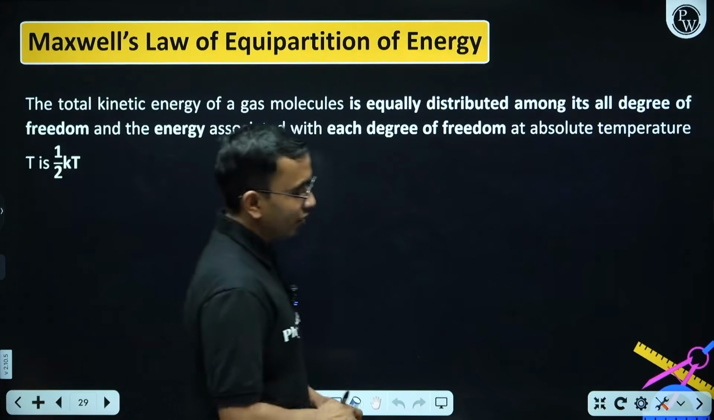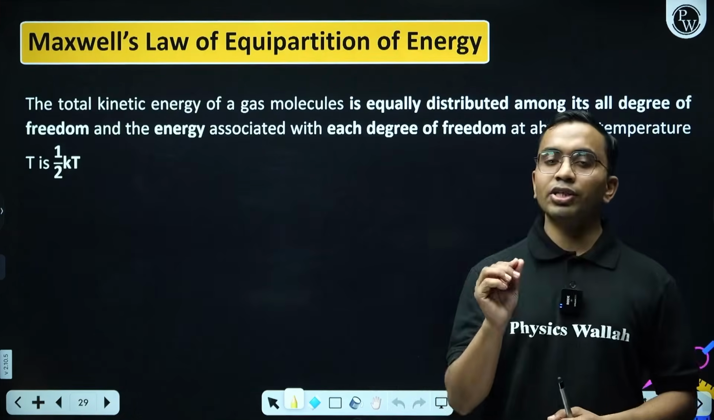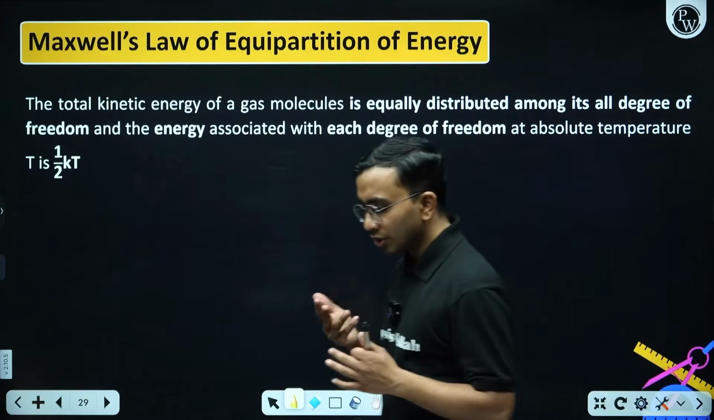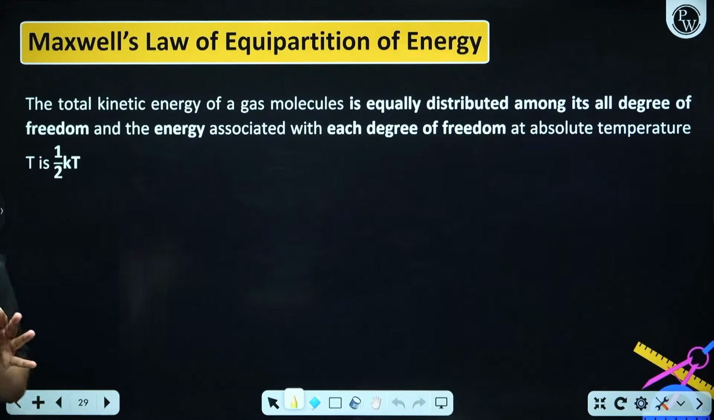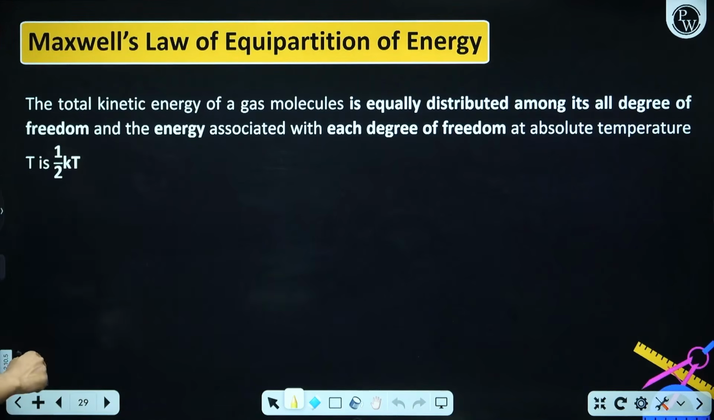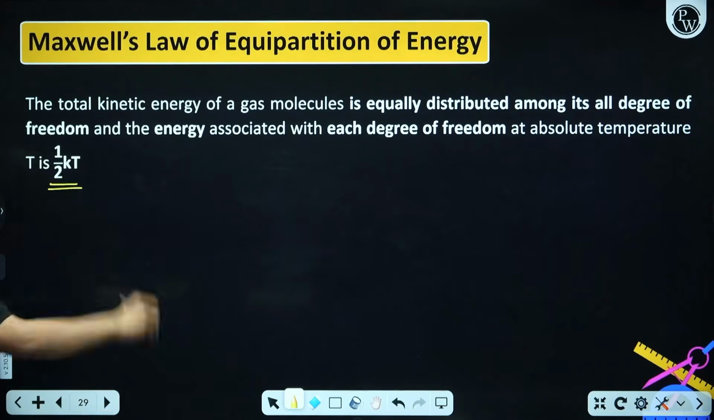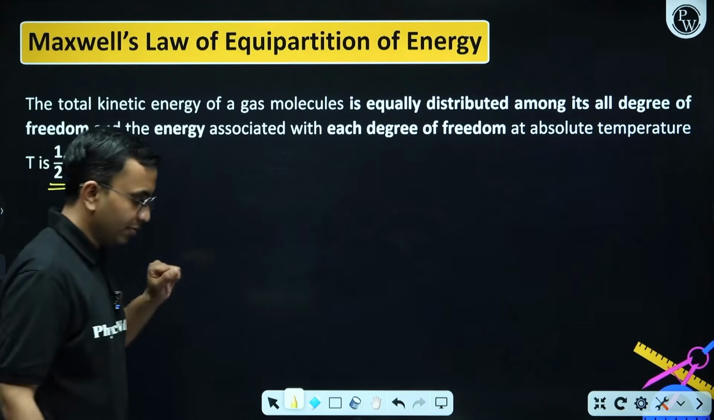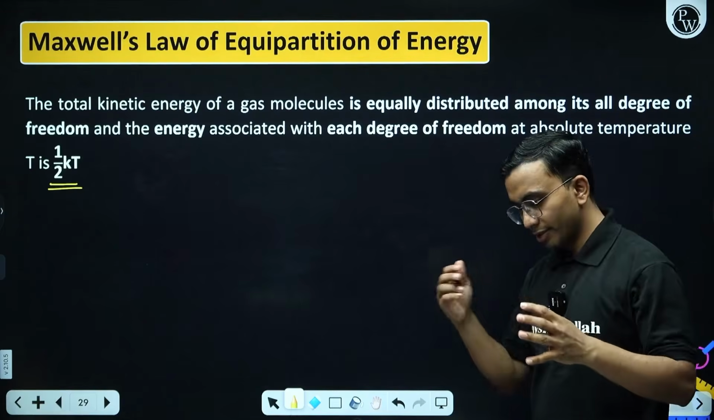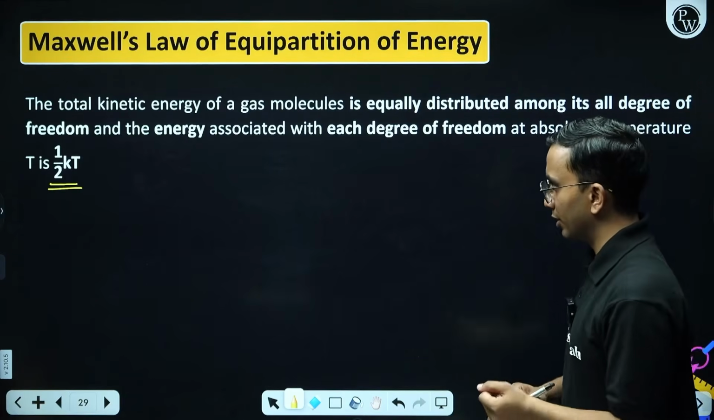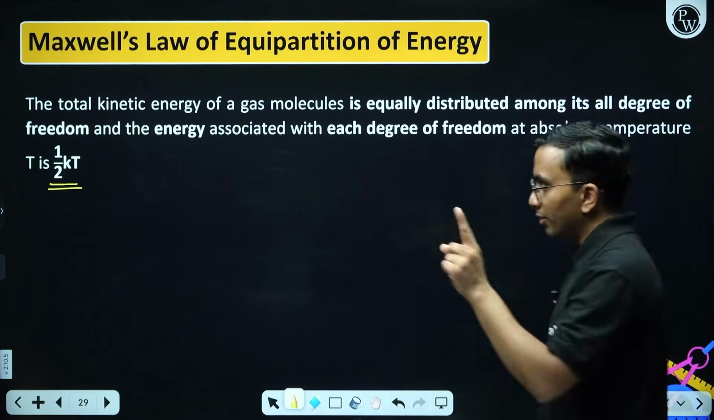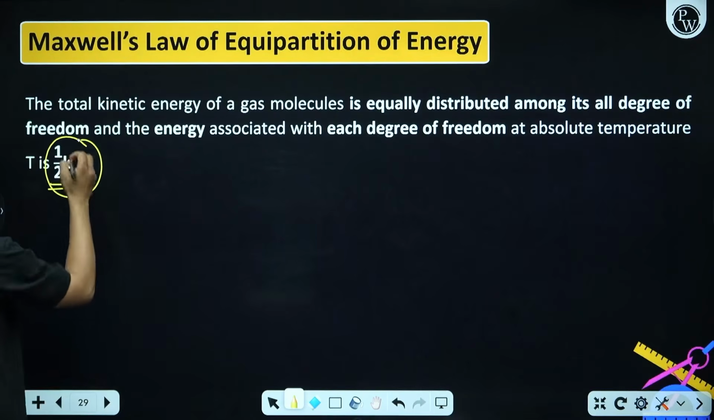Now Maxwell's law of equipartition of energy states that each degree of freedom contributes half Boltzmann constant into T, this much kinetic energy for a molecule. So each degree of freedom will have this much kinetic energy associated with it, whether translational, rotational, whatever it is. If there is vibration also, accordingly you can consider that. So for each degree of freedom this much energy is there, half kT, where k is my Boltzmann constant.